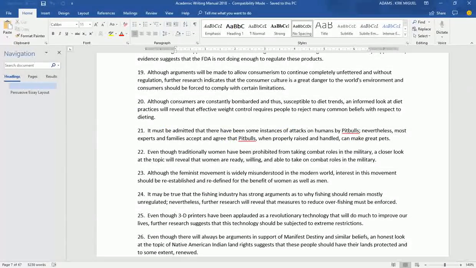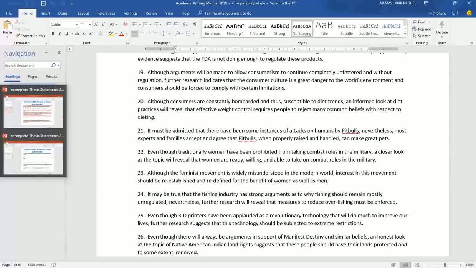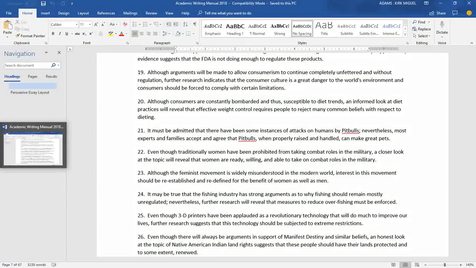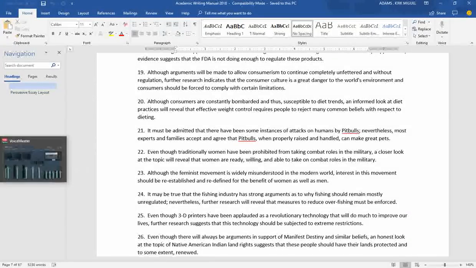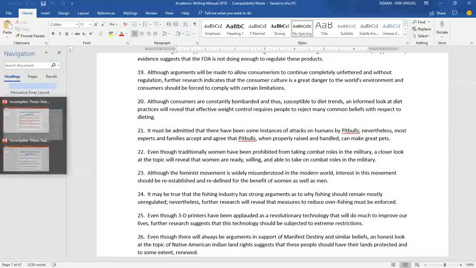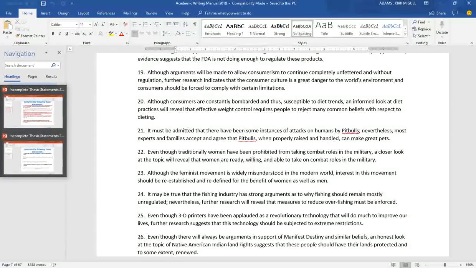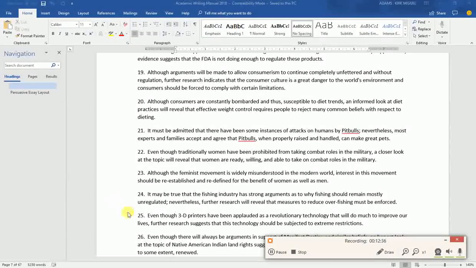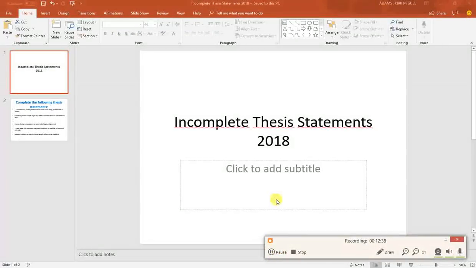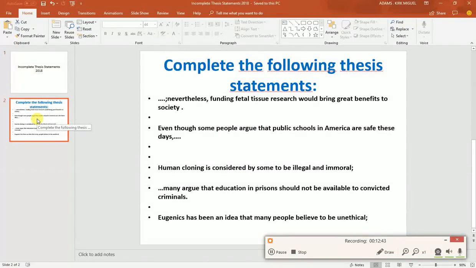So let's go to the activity. What are you going to see on the exam? Well, you're going to see some incomplete thesis statements. And where are they? Let me pause for just a moment. Here they are, incomplete thesis statements. So imagine that on an exam, you see only one half of several thesis statements.